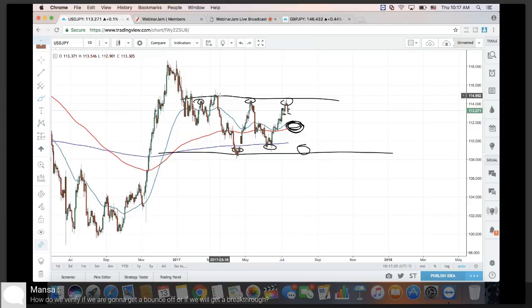Okay? Now, the real question was, how can we assume this, or how can we verify that it's actually going to break? The longer that they stay within a channel, the weaker it's going to become. And a technical trader will tell you that. It applies very true to this scenario as well. The longer that they stay within a channel, the weaker it's going to become.